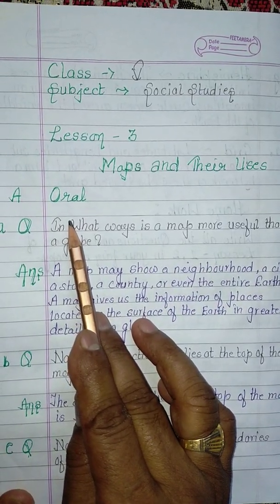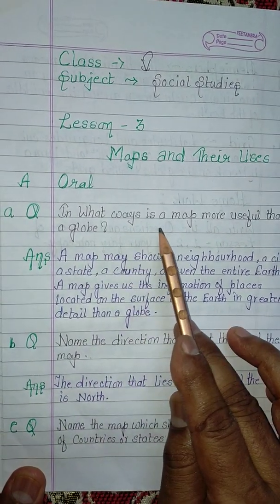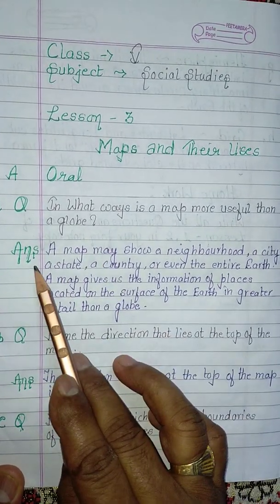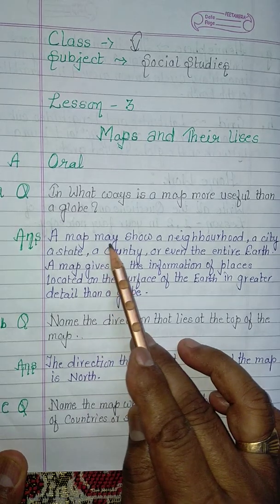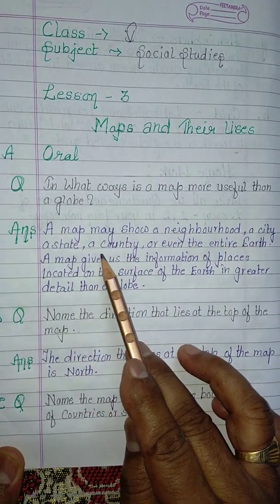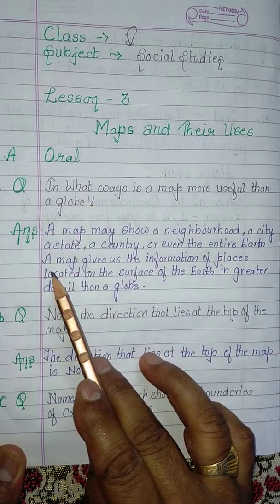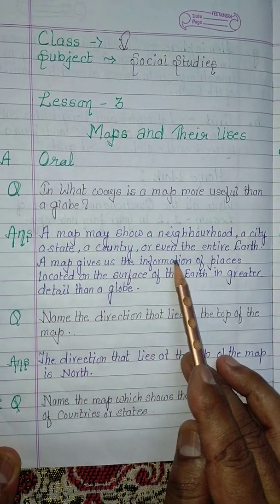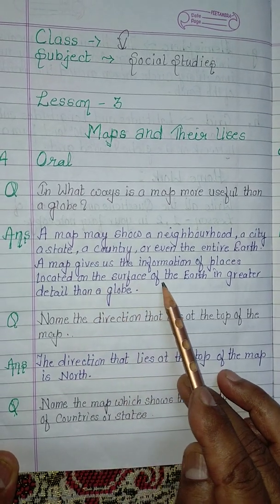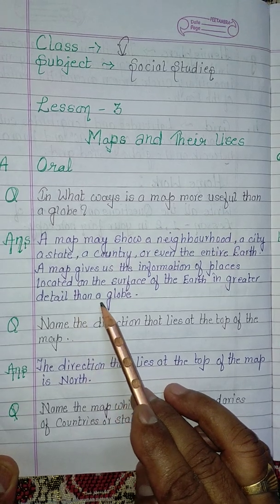Oral question answers. Question A, in which ways is a map more useful than a globe? Answer, a map may show a neighborhood, a city, a state, a country, or even the entire earth. A map gives us the information of places located on the surface of the earth in greater details than a globe.